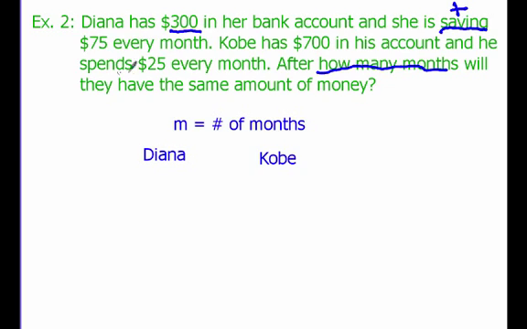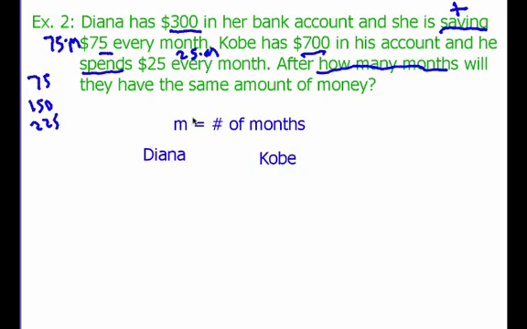And $75 every month, well, at 1 month she'll have $75 in there. 2 months, $150. 3 months, $225. What we're doing is 75 times 1, 75 times 2, 75 times 3. Or we can say that that is 75 times M. By the same idea, Kobe has $700 in his account, and he spends $25 every month. Spending is subtracting. 25 every month is 25 times M.